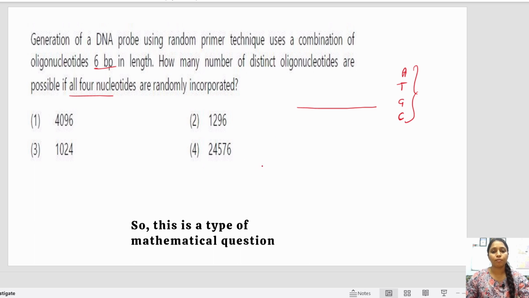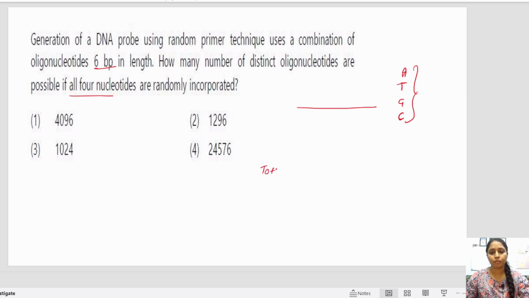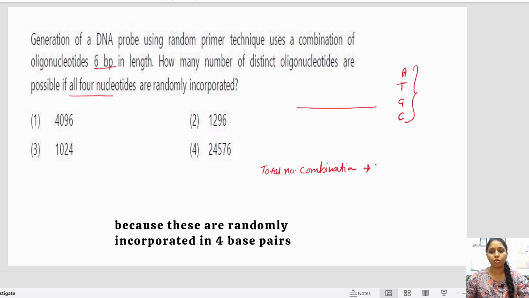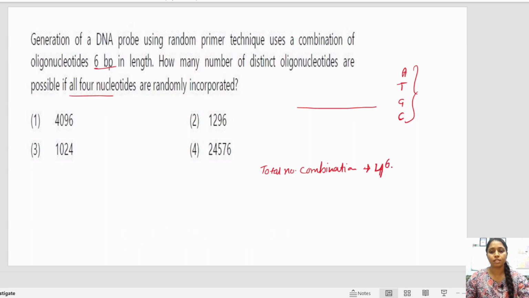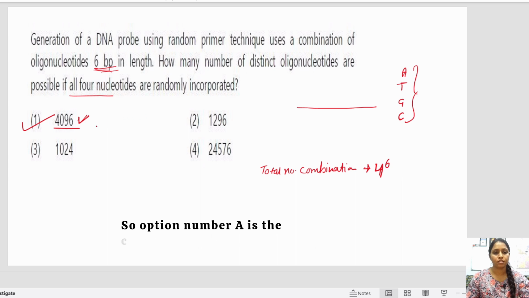So this is a type of mathematical question. So total number of combination for this, because these are randomly incorporated in 4 base pairs, so 4 to the power 6. So this is around 4096. So we can make the 4096 unique oligonucleotide. So option number A is the correct answer.